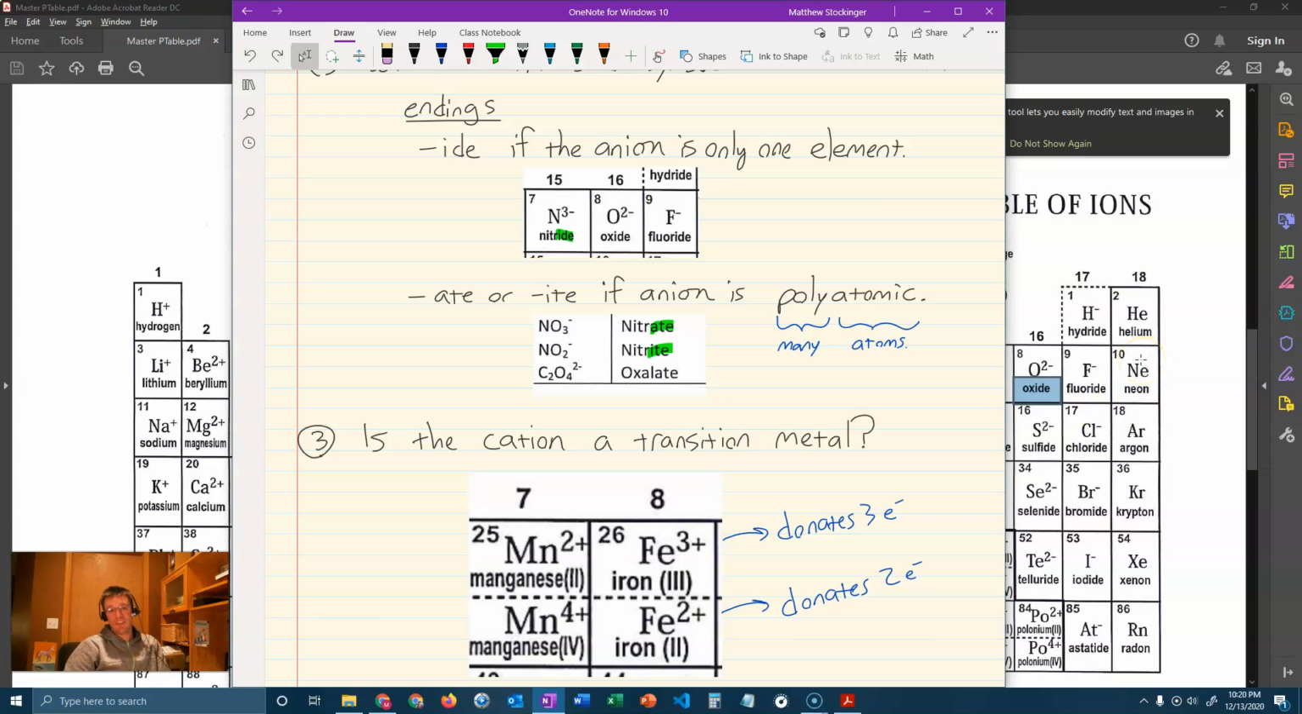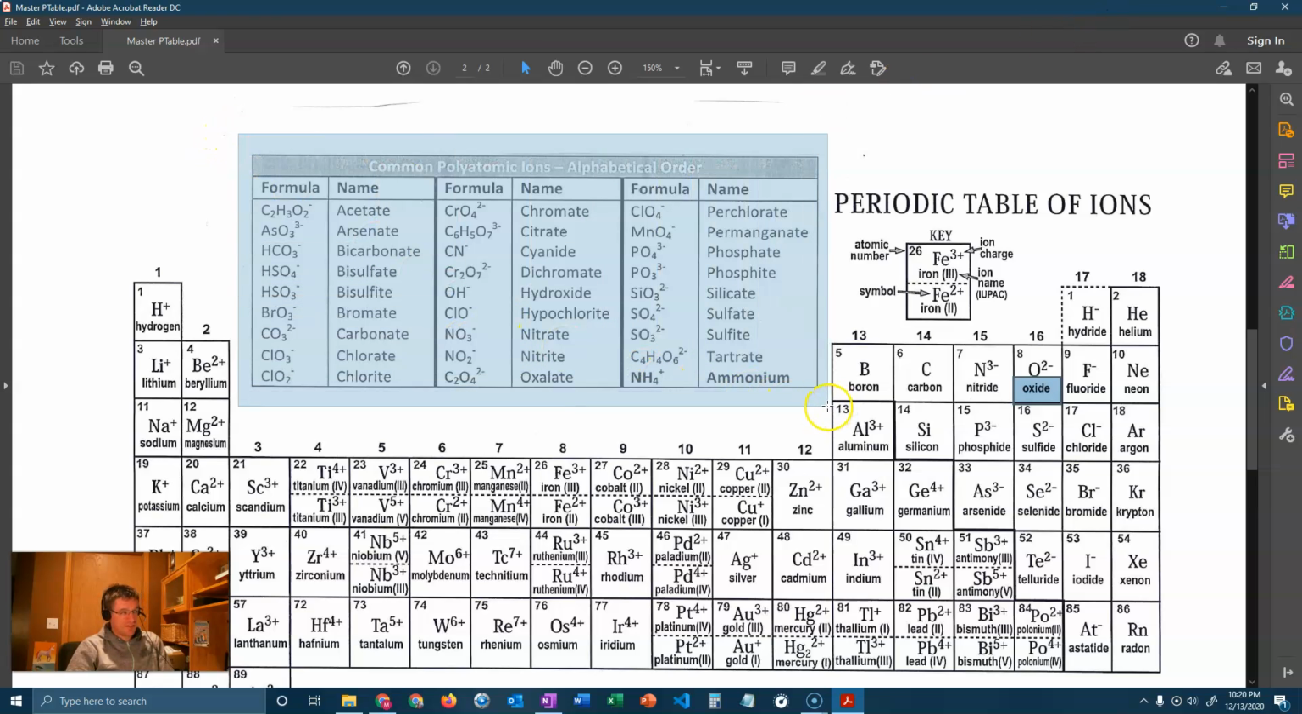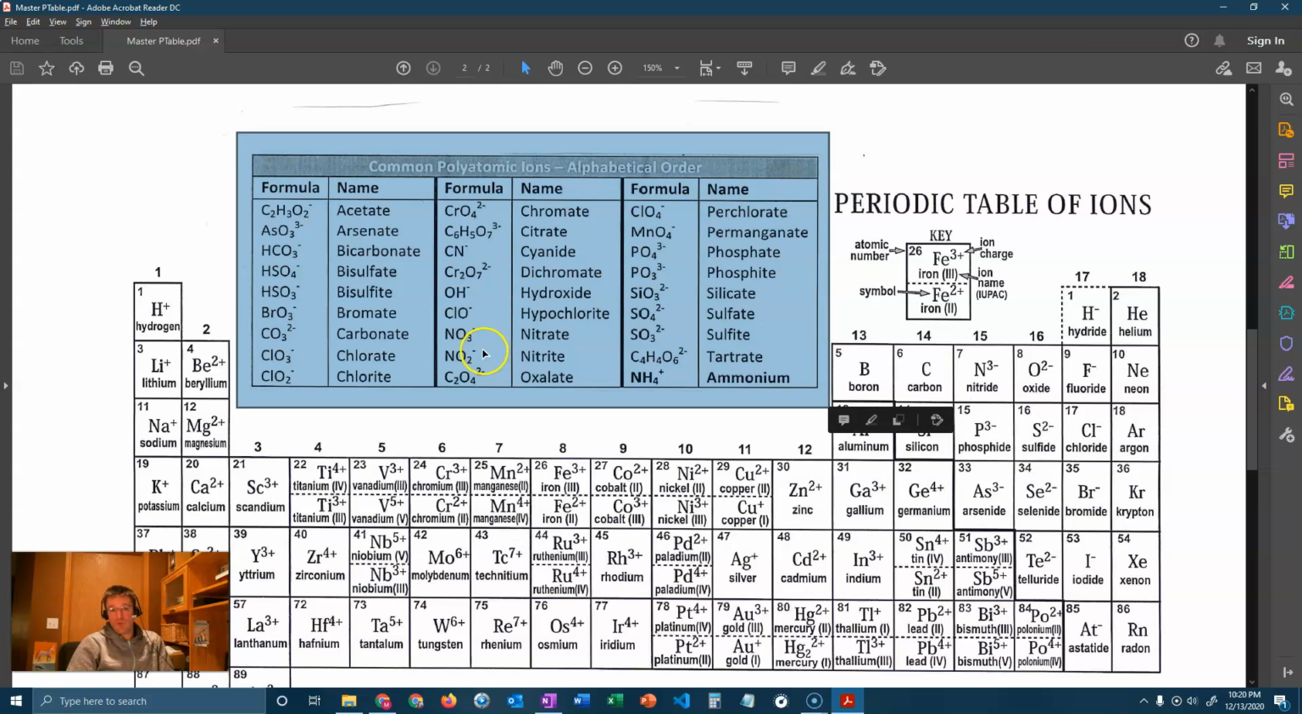Now sometimes you end up with an anion that's a clump of several different atoms. That's a chunk of atoms. That's called a polyatomic ion. Poly means many, atomic, atoms. So polyatomic is an ion that's made out of several different atoms. And again, you've got to look those up. We've got a whole table full of them here, and they all have their own names.